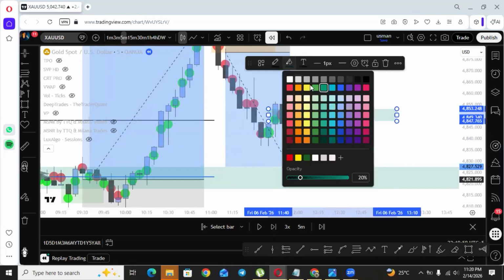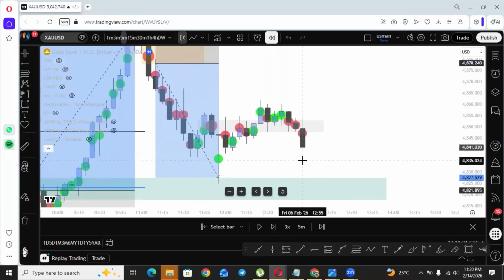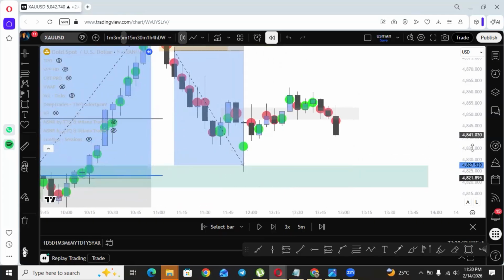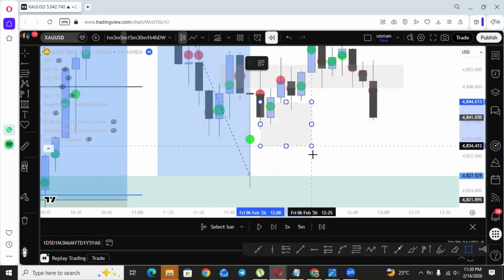Okay, so let me mark this area. Sellers again pushing down, buyers again pushing up. Sellers again retested that area. Again, sellers taking the market down. But we knew that the concept of absorption is completed at this point. So all this area is the area of interest for me.